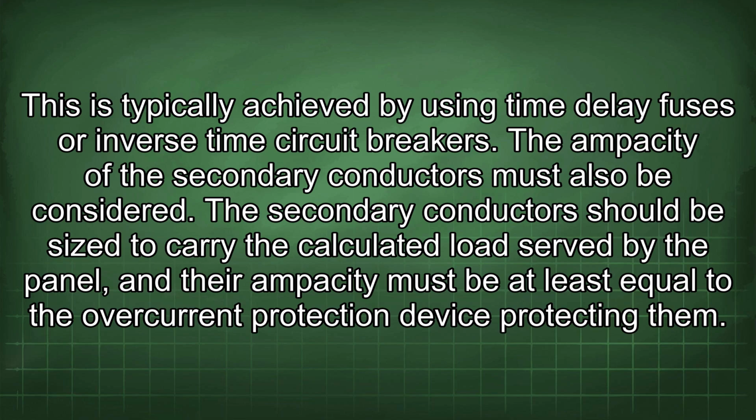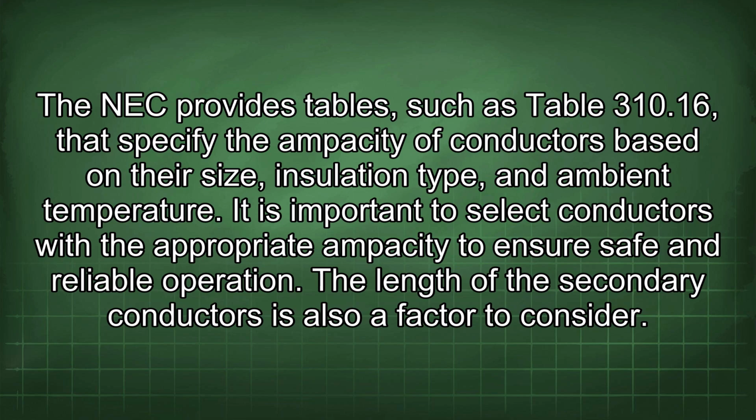The ampacity of the secondary conductors must also be considered. The secondary conductors should be sized to carry the calculated load served by the panel, and their ampacity must be at least equal to the overcurrent protection device protecting them. The NEC provides tables, such as Table 310.16, that specify the ampacity of conductors based on their size, insulation type, and ambient temperature. It is important to select conductors with the appropriate ampacity to ensure safe and reliable operation.